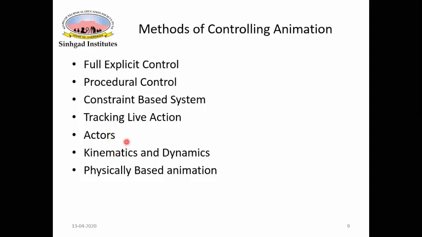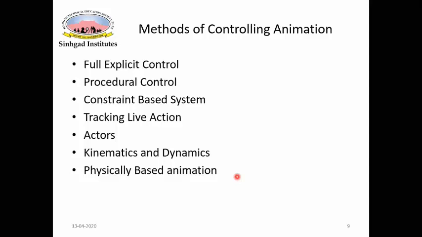Next we have actors, a high level form of procedural control. Here actor means a small program which is invoked per frame to determine the characteristics of some objects in the animation. So that is actors. Next we have kinematics and dynamics. In this, the positions and velocities of points are described and the physics laws that govern kinematics or dynamics are considered to control the motion of objects. So strictly as per the laws of physics, we decide that particular object's movement.